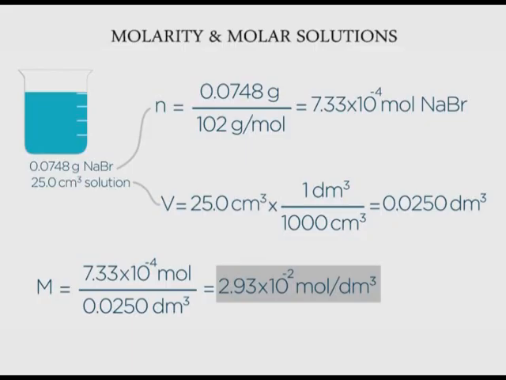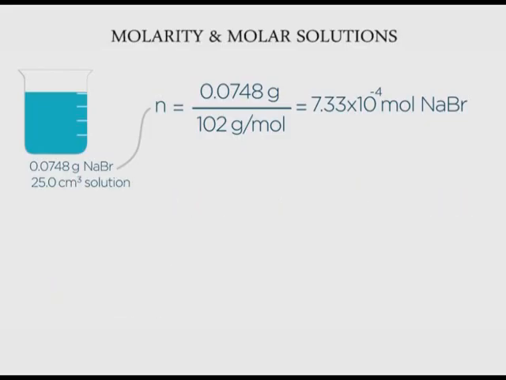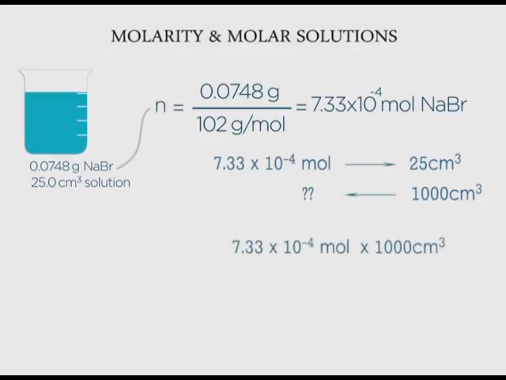Alternatively, we could work with cubic centimeters without converting the volume into cubic decimeters. We had 7.33 times 10 to power negative 4 moles, and these moles are contained in 25 cubic centimeters. What if we had 1,000 cubic centimeters of the same solution? How many moles will it contain? We have 7.33 times 10 to power negative 4 times 1,000 cubic centimeters over 25 cubic centimeters. Cubic centimeters cancel out and we remain with the same 2.93 times 10 to power negative 2 molar.